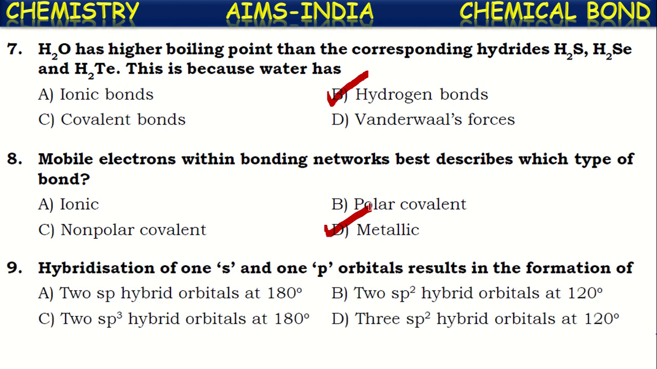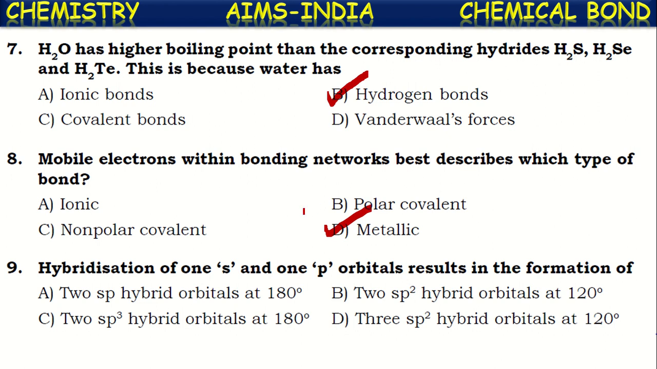Next one. Hybridization of one s orbital and one p orbital results in the formation of what? We know that the number of orbitals intermixing with each other will be equal to the number of hybrid orbitals formed in the hybridization process. So here one s orbital and one p orbital are intermixing, and hence they result in the formation of two hybrid orbitals. They are named based upon the type of orbitals intermixed, one s, one p, and hence these two hybridized orbitals formed are called sp hybridized orbitals.